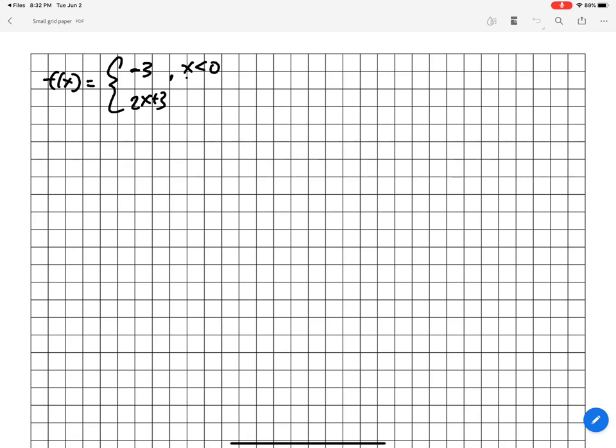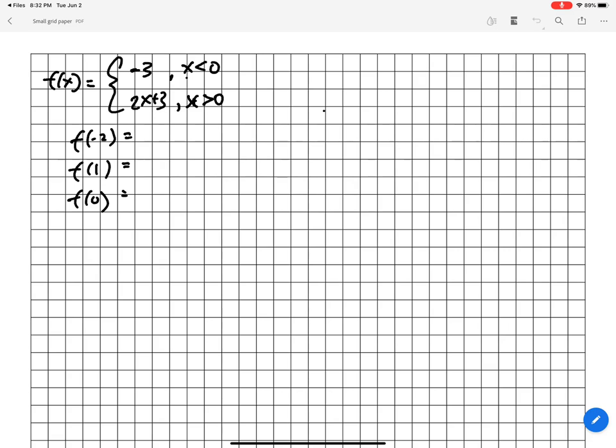2x plus 3 happens when x is greater than 0. Okay, and we're supposed to figure out what f of negative 2 is, f of 1 is, and f of 0. So before we graph, let's figure out these individual values first.